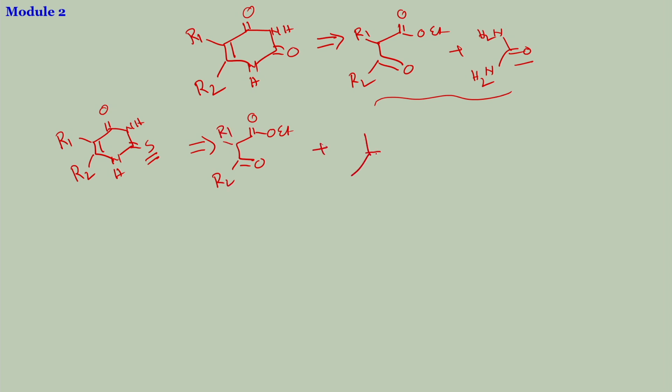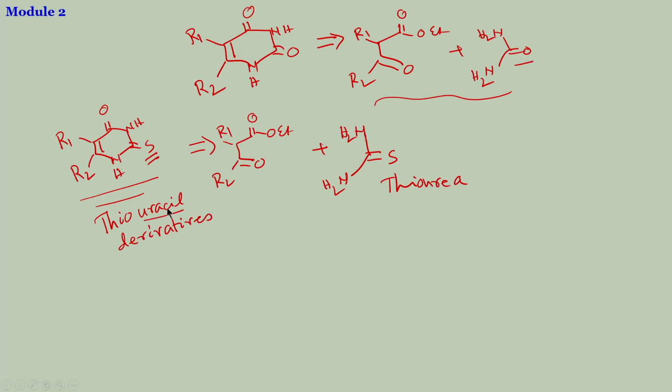Plus, instead of urea, you can use this. This is known as thiourea. So, thiourea can be fused with this molecule, that will generate a thiouracil kind of molecule. This is called thiouracil derivatives.